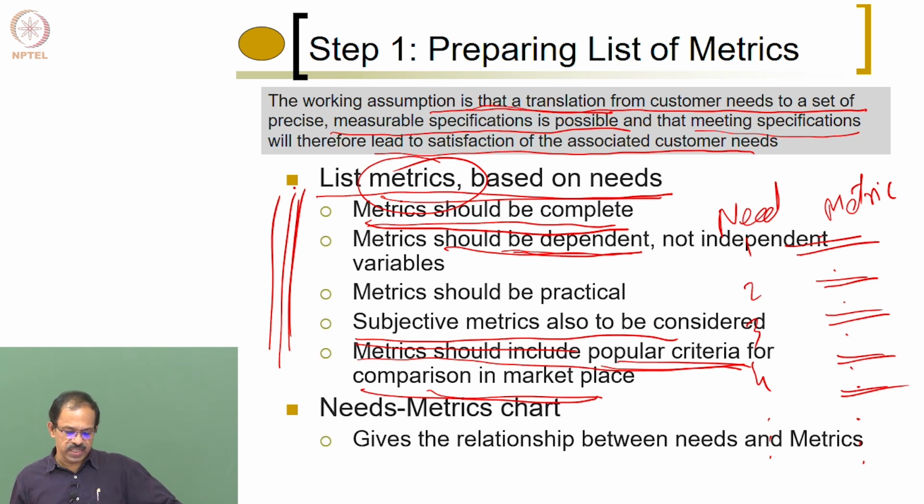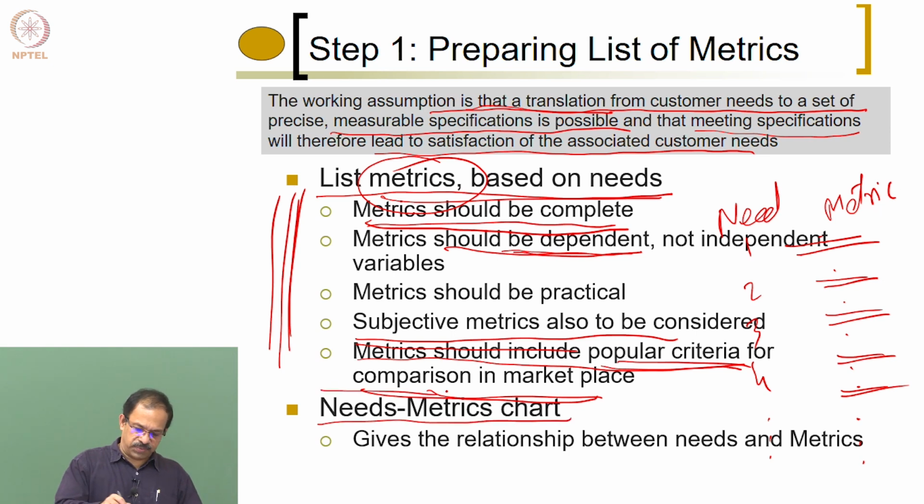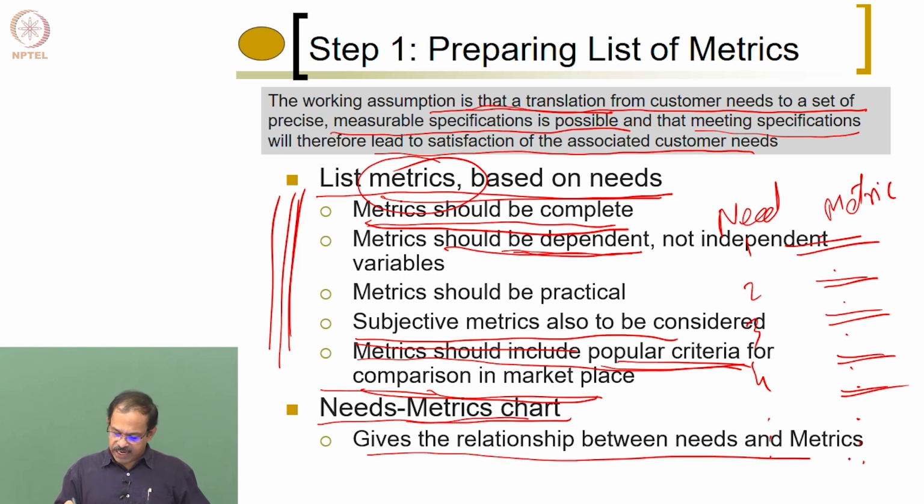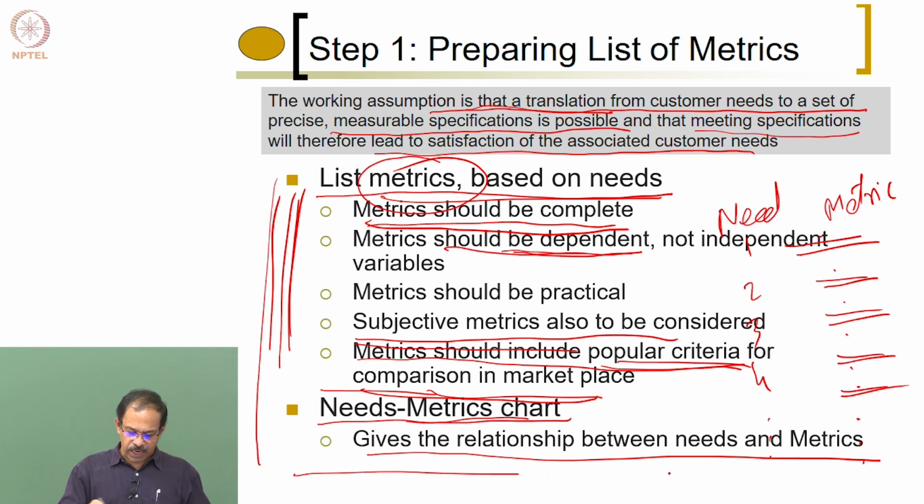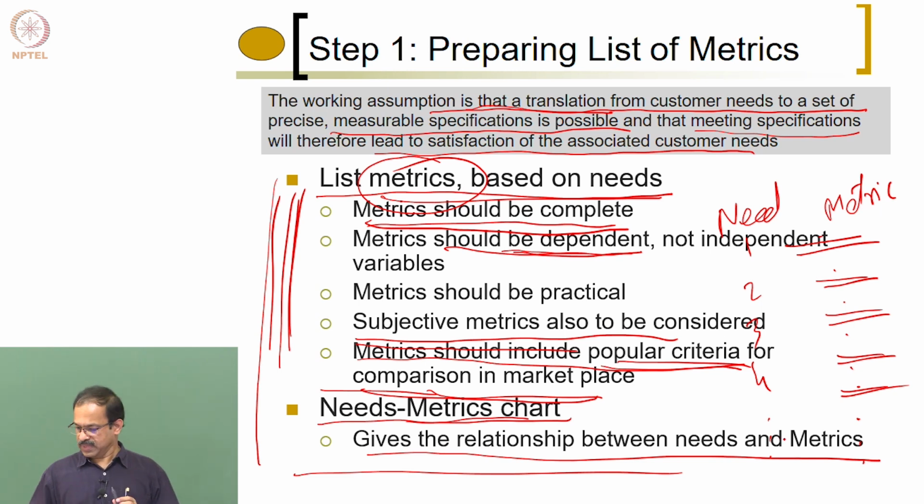And once you have these needs, what you need to do is to prepare a need matrix chart. A need matrix chart basically tells how the needs and metrics are related in a graphical way. You try to prepare this chart. That is the need matrix chart. It gives the relationship between the needs and metrics. At the end of this analysis, you will be getting the need matrix chart. So we'll take a few examples and then try to see how to do this.